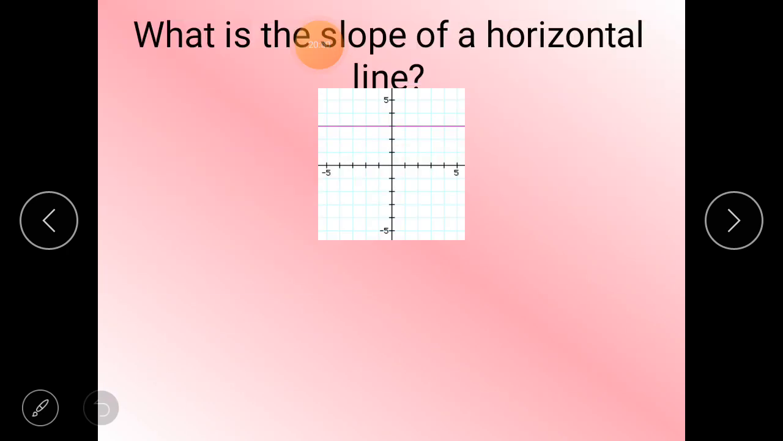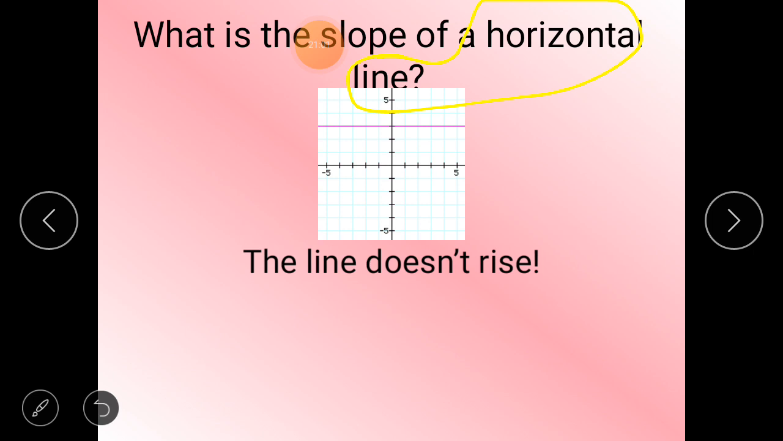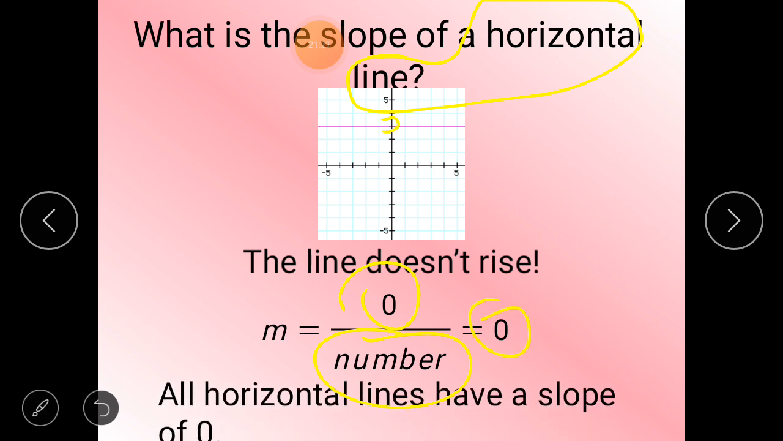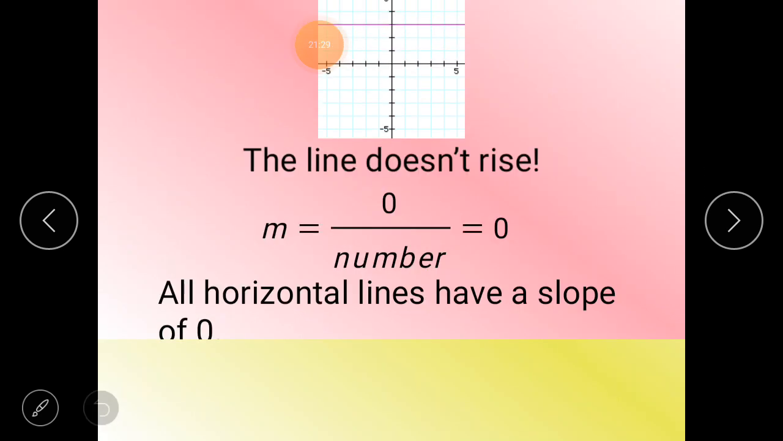So what is the slope of the horizontal line? If you can recall the 4 kinds of slope, if the line is a horizontal line, therefore the line doesn't rise, right? So therefore rise is 0, and over any number where it passed through, that will be equal to 0. 0 over any number is 0. All horizontal lines have a slope of 0. So when you see a horizontal line, it is automatic that the slope of that line is 0.